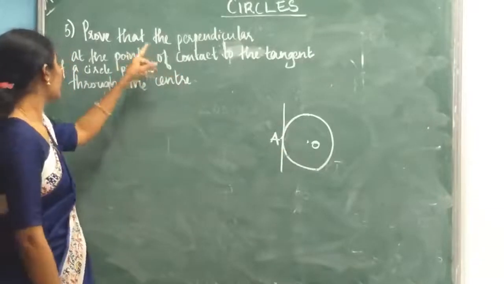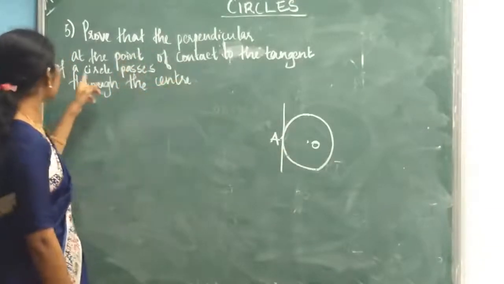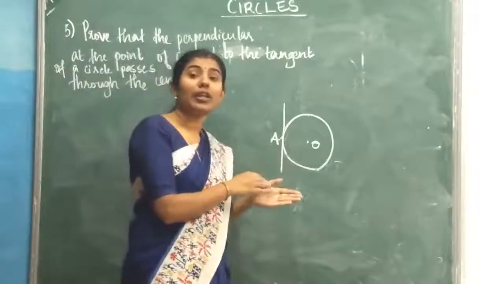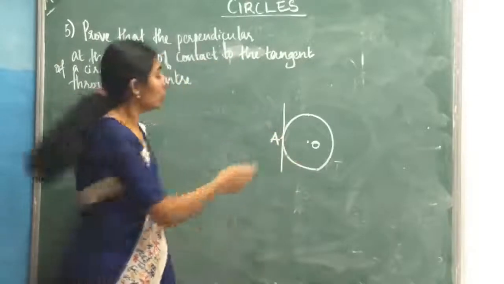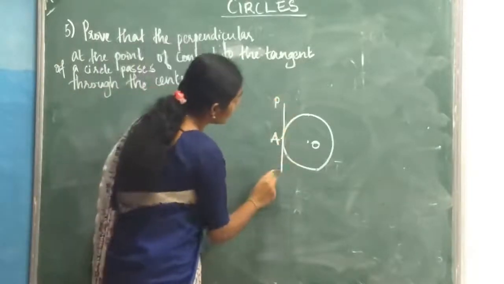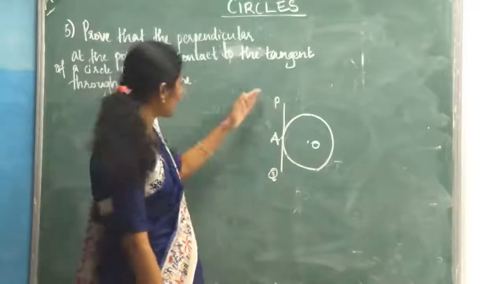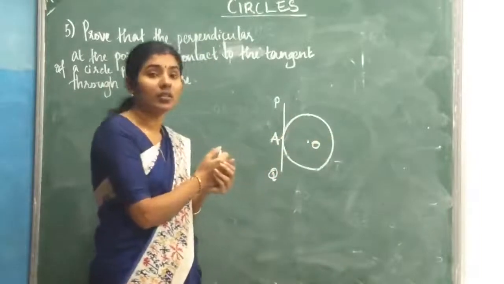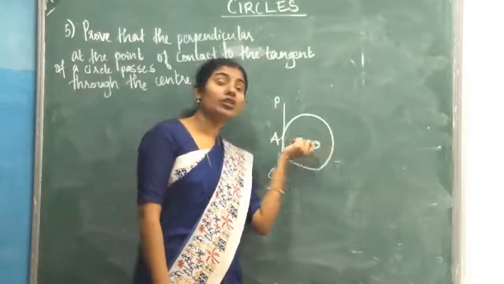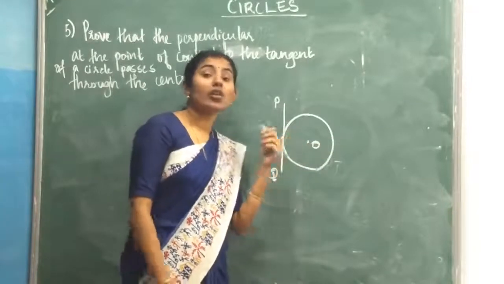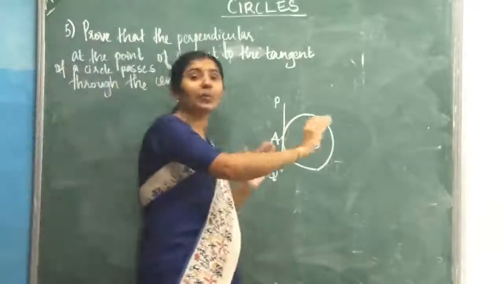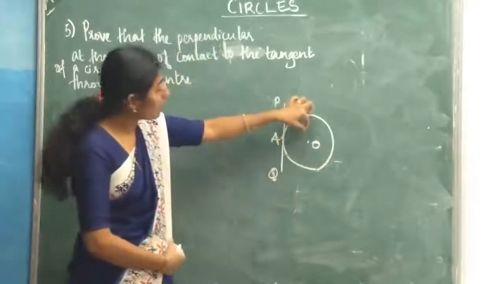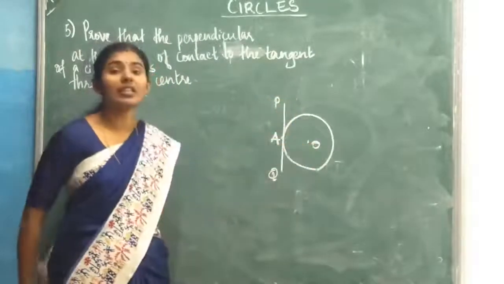Again, the perpendicular at the point of contact to the tangent of a circle. There is one line, and that line is perpendicular to the tangent. Take the tangent name as PQ. The tangent is perpendicular to that line, and that perpendicular is drawn through this point of contact. What do you want to prove? That this perpendicular line should pass through the center.